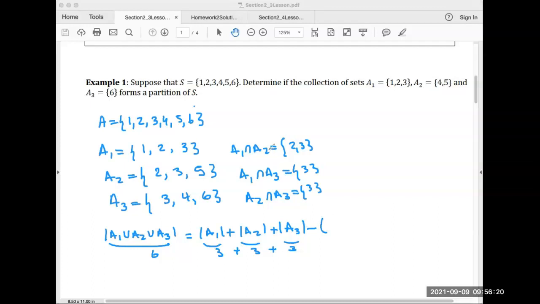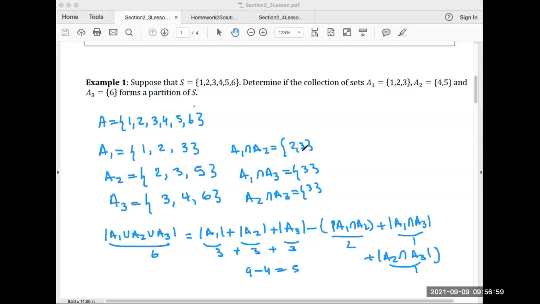So now I have to subtract the cardinalities of the pairings, what's common between all the pairings. So A1 intersect A2, this is 2 elements. A1 intersect A3, that's 1 element, and A2 intersect A3, that's 1 element, okay? So all together, the intersections are 4, right? So now I have 9 minus 4, which gives me 5, okay? So I took 1 too many.